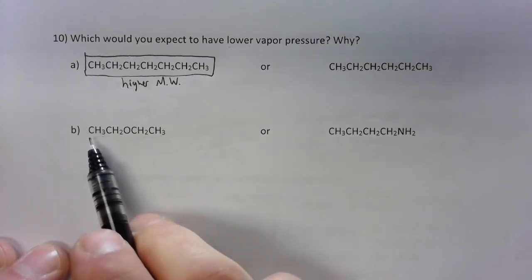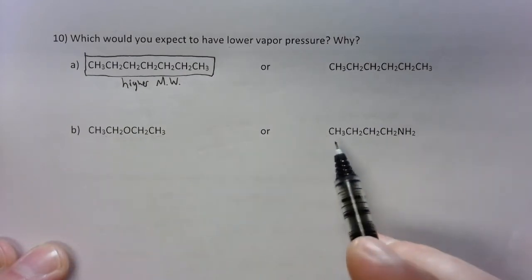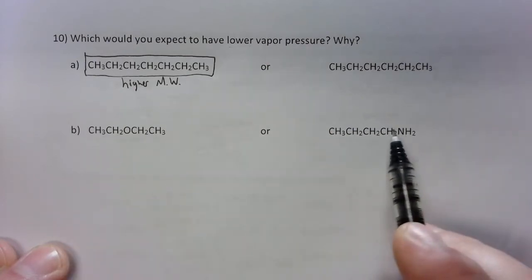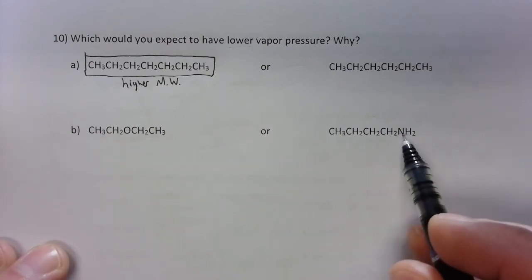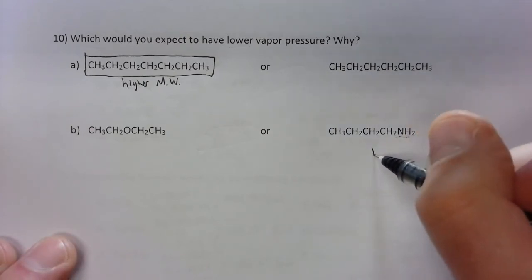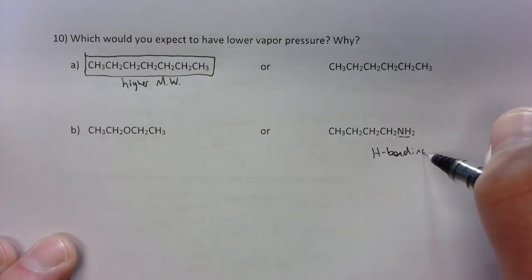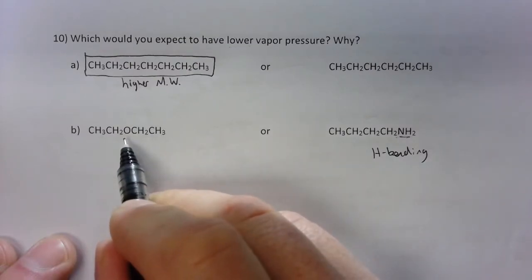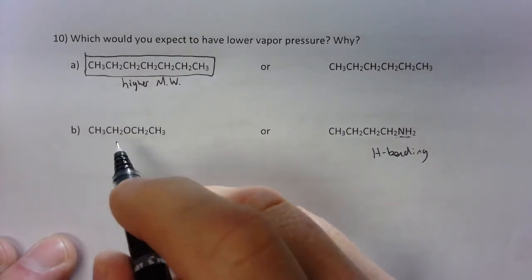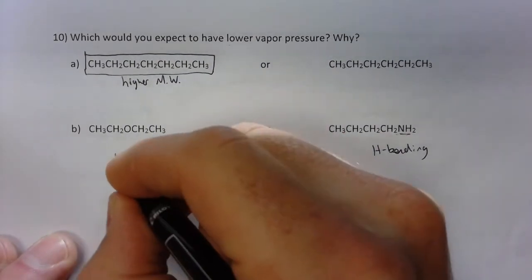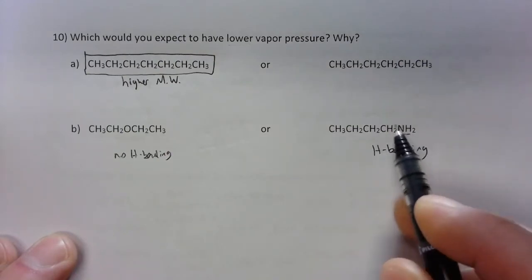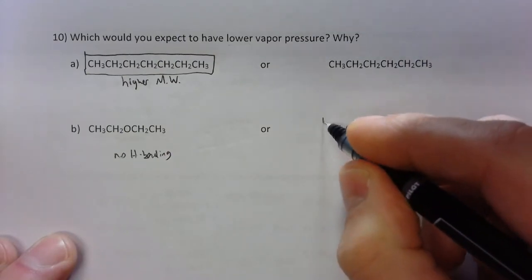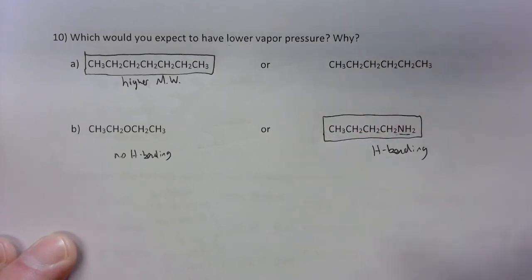In this case, I've got 1, 2, 3, 4 carbons, 1, 2, 3, 4 carbons, so similar size, same number of carbons. But here I have an NH group, which means this can hydrogen bond. This is an ether group, which means it only has dipole-dipole. Dipole-dipole is weaker than H bonding, so I'm going to say no H bonding here. So the forces are stronger between these molecules, which means it will have a lower vapor pressure.